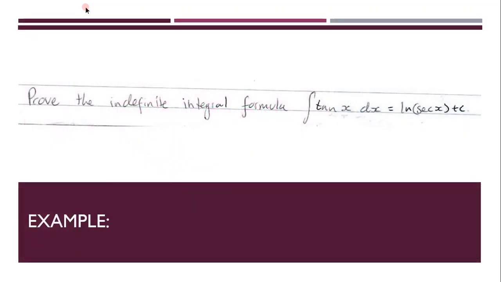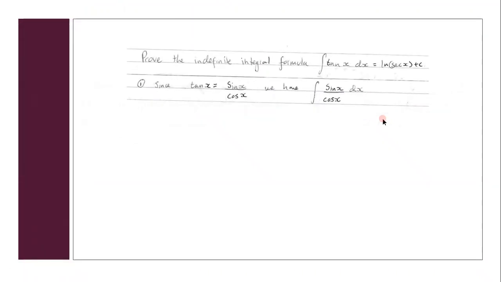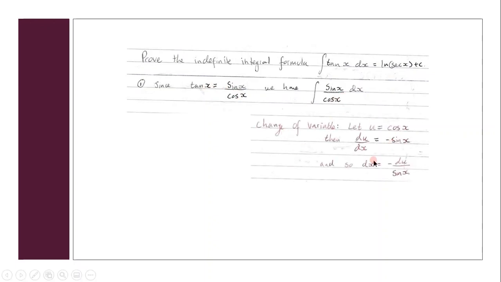So let's try to prove that the indefinite integral formula for tan of x is just the ln of sec x plus c. The first thing that you want to do to prove this formula is to transform tan of x into sin x over cos x. Then you want to do a change of variable table on the side. Always do this for all integration by substitution types of questions.